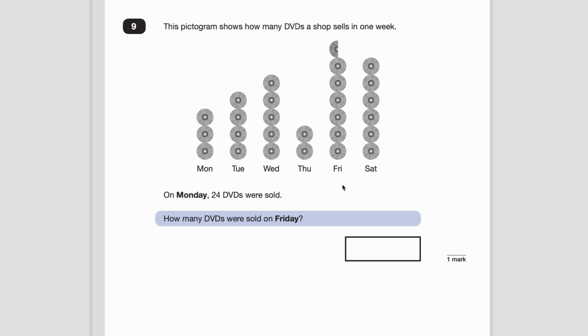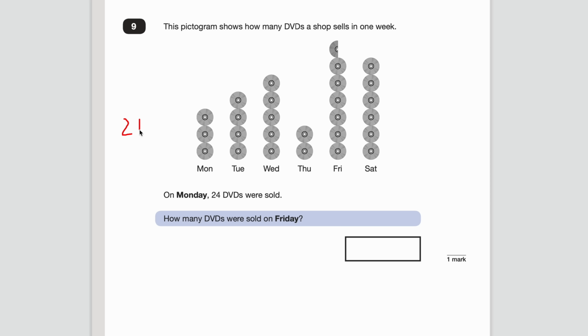Number 9. This pictogram shows how many DVDs a shop sells in 1 week. So if you just looked at this without this clue, which we'll cover, it might not make a lot of sense. We don't know exactly how much these CDs are worth in this chart. So on Monday, there were 24 DVDs sold. So what we need to do is work out what 1 DVD equals. So in order to do that, we need to think, right, what will these 3 DVDs add up to? Well, it will add up to 24. So if we divide them by 3, we'll know exactly how much each DVD is worth.